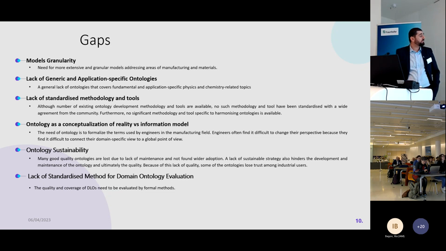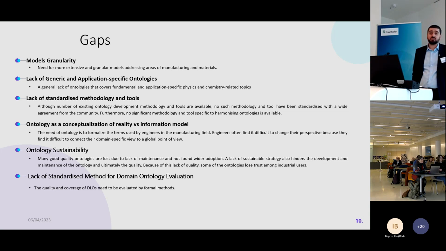Also, a gap regarding ontology as a conceptualization of reality. This is information model or data models. There is a big gap, and it's amazing. I was reviewing a paper yesterday, and for me it was a data model, and people say ontology, ontology, ontology. So there is a problem to make this difference and to show what is the added value from ontology as a formalization of those terms with logics and so on. Another gap is sustainability. There are a lot of good quality ontologies, but they have a short life.